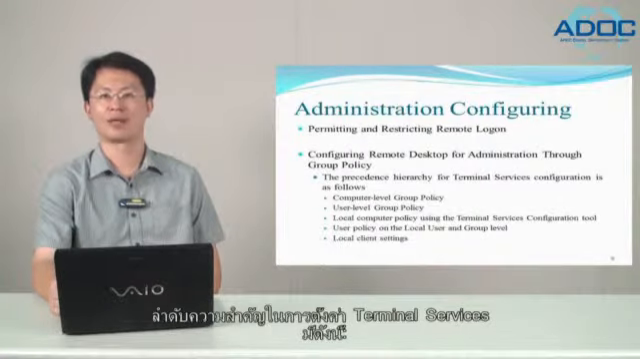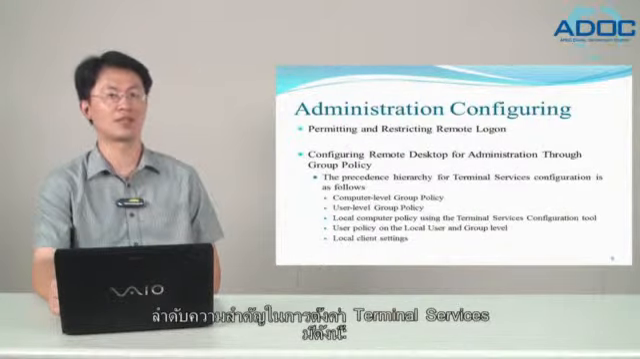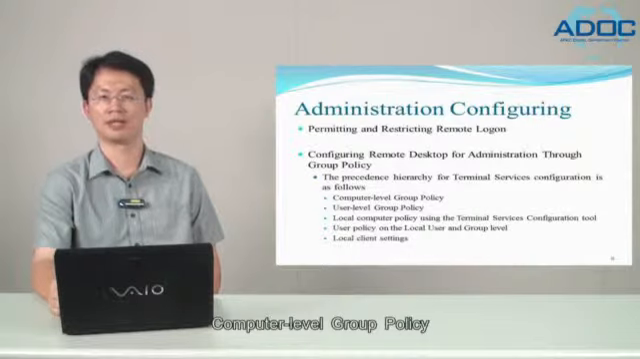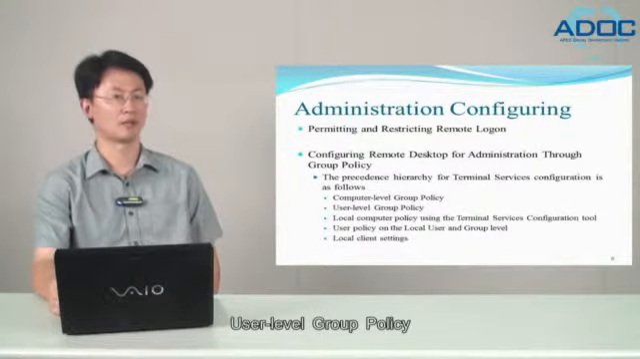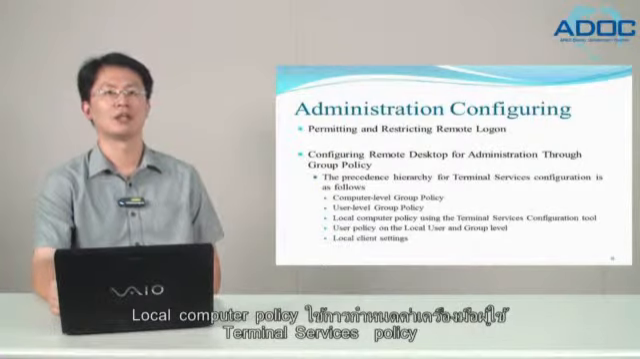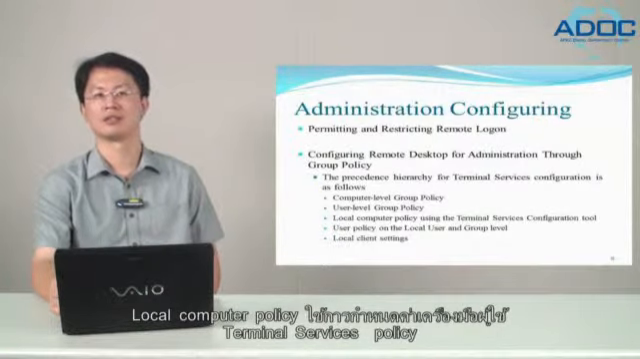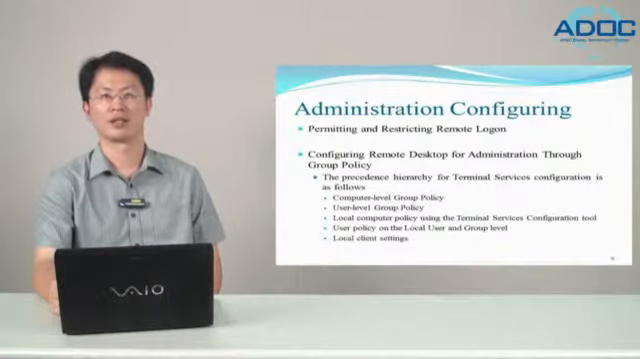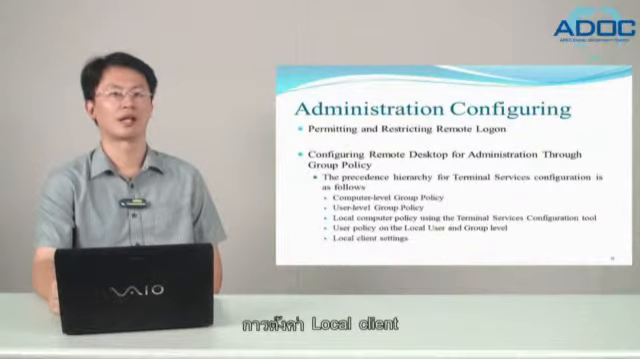The precedence hierarchy for terminal services configurations is as follows: computer level group policy, user level group policy, local computer policy using the terminal services configuration tools, user policy on the local user and group level, and local client setting.